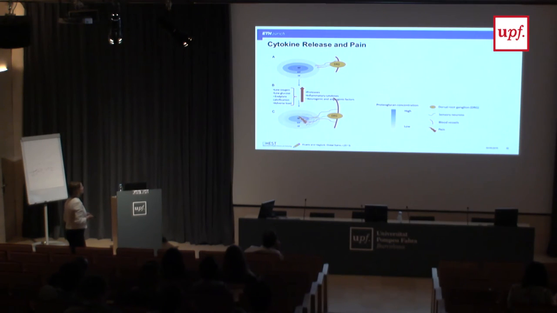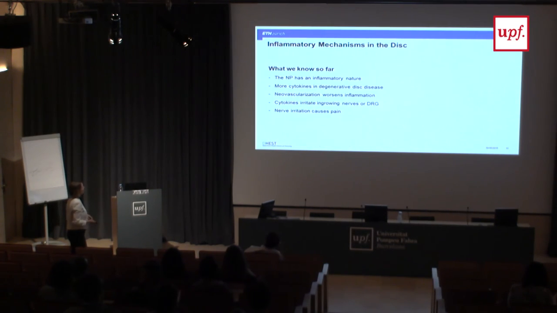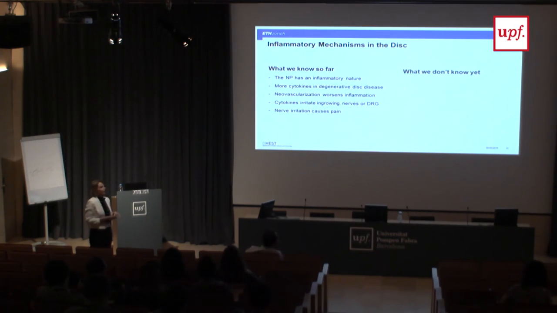This is a summary of what I've just told you with the ingrowing nerve, so we don't need to look at that. But what I would like to very shortly touch on is what the mechanisms are, why there is an inflammation occurring. Because we now know there are more cytokines if you have a painful disc degeneration, but we don't really know why that is happening.